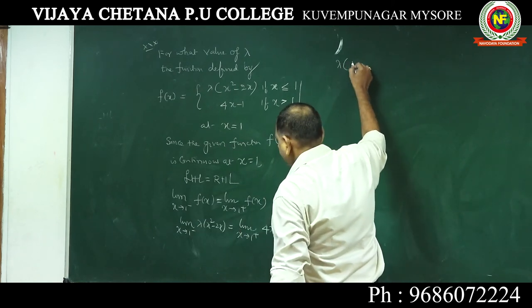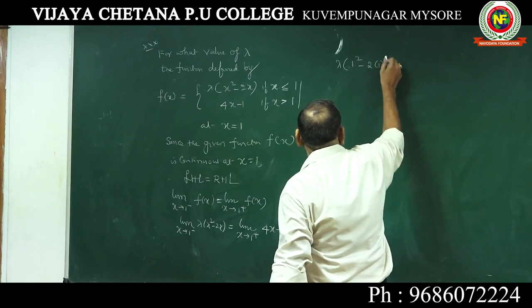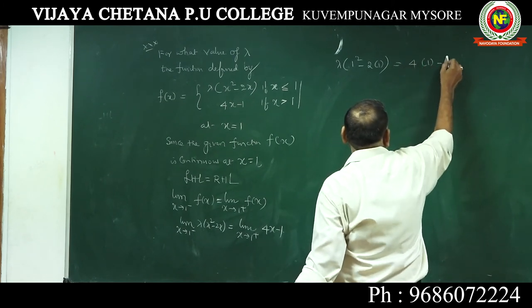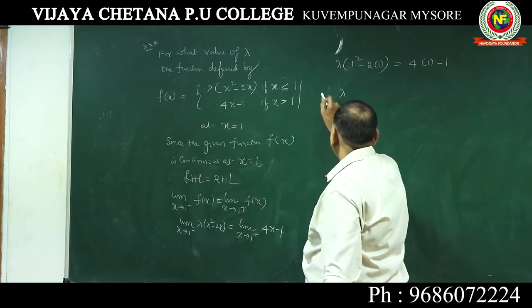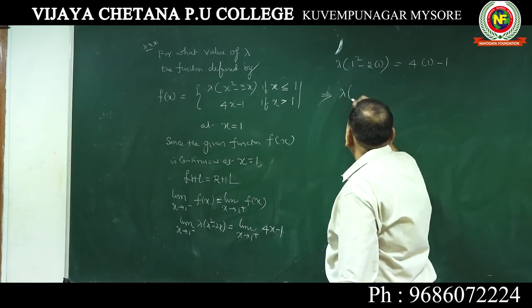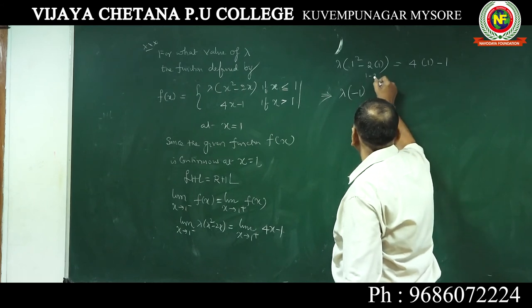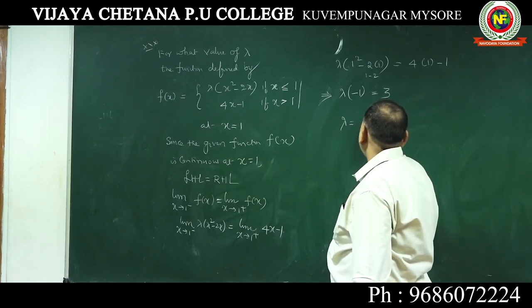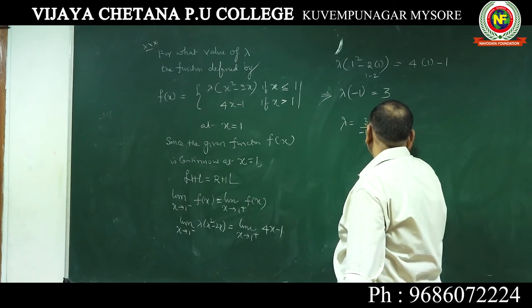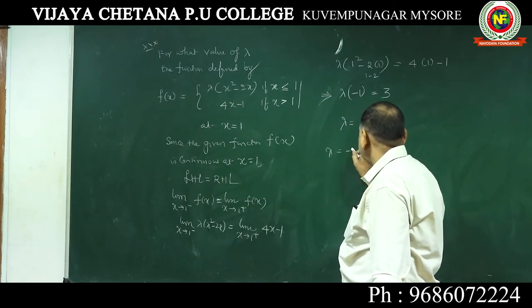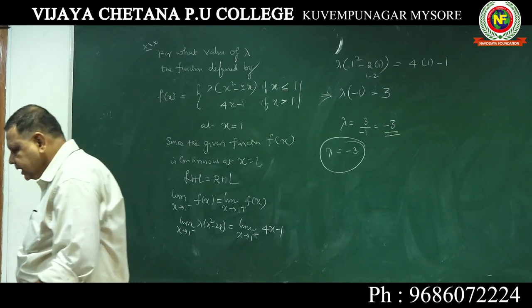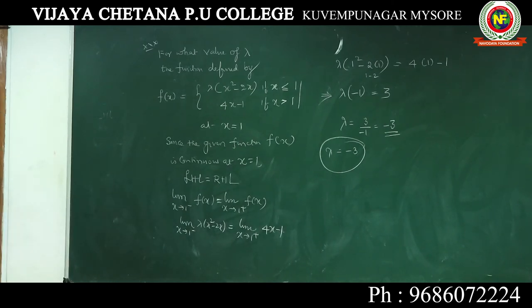So lambda into 1 square minus 2 into 1 is equal to 4 into 1 minus 1. Lambda won't cancel here. Lambda into 1 minus 2 is equal to 4 minus 1, which is 3. So lambda is equal to 3 by minus 1, that is minus 3. So the lambda value is minus 3 when it is continuous at x equal to 1. But in the earlier problem, it was given continuous at x equal to 0, and for no value of lambda is the function continuous at x equal to 0.